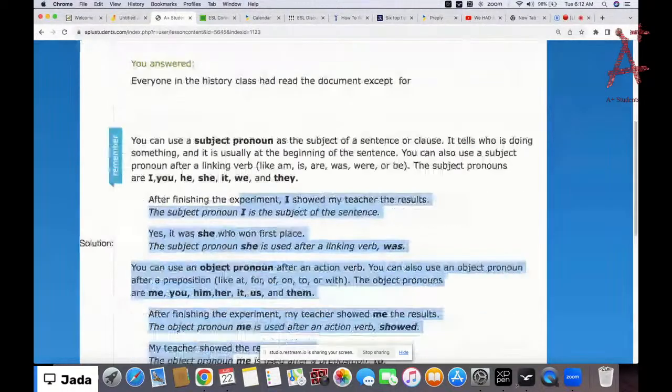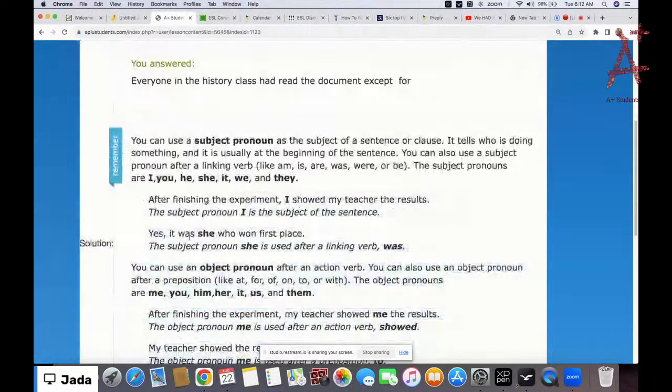We have another one here. Yes, it was she who won first place. She, subject pronoun, talking about someone, a girl or woman or lady. So she won first place. That's the subject pronoun. The subject pronoun is used after the linking verb was. So this is the linking verb here.